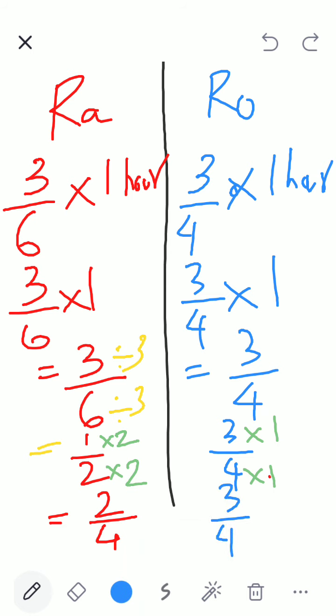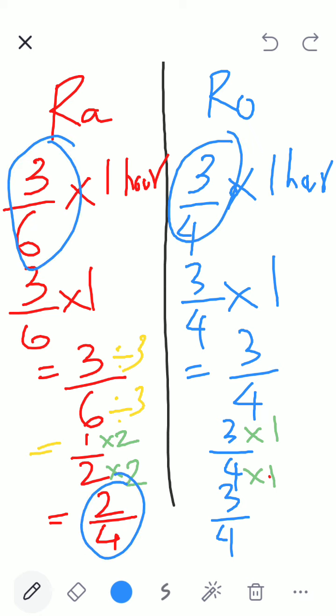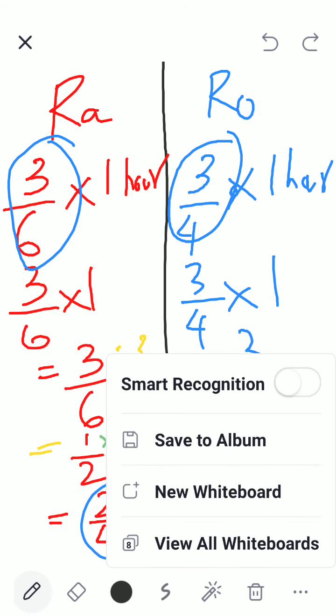Who exercised more? 3 by 4. He was originally also 3 by 4. We converted 3 by 6 to 2 by 4. Obviously, Rohit did more. Understood, children? Okay. Good. Very nice.